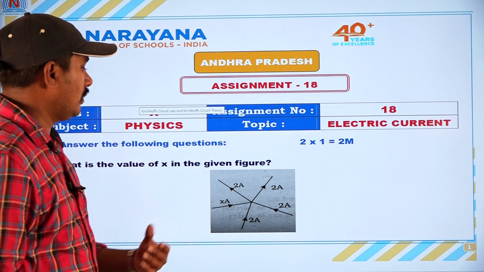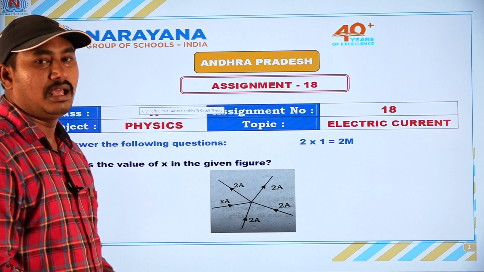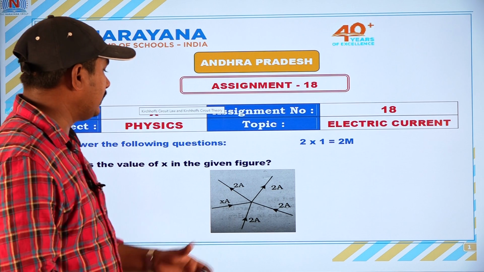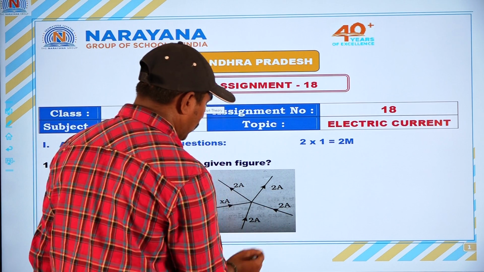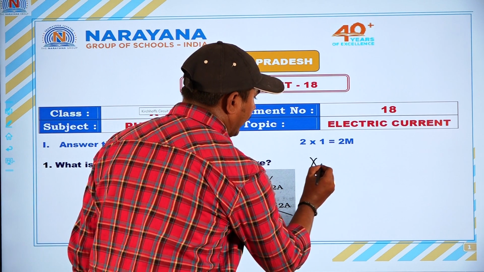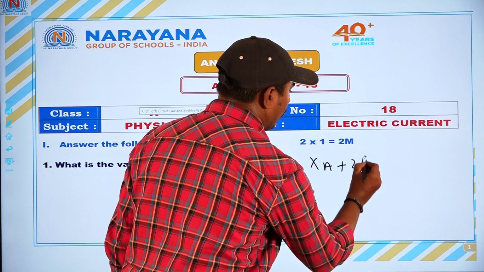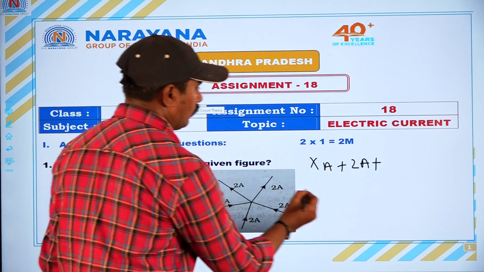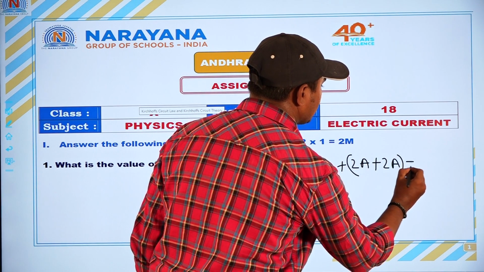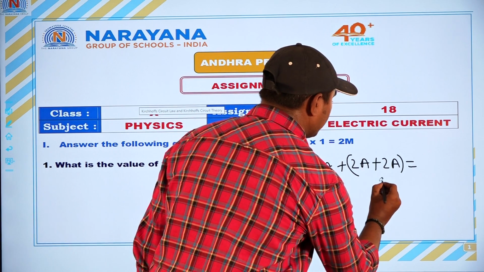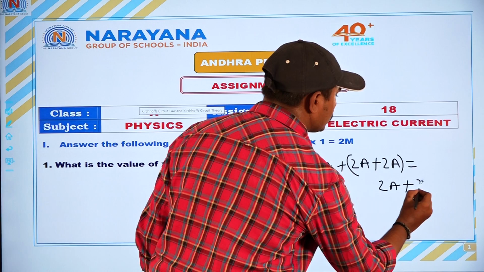In this junction, the sum of the current entering the junction must be equal to the current leaving the junction. So first of all, you should take the incoming currents here. So the incoming currents here are x, plus 2 amperes, and one more 2 amperes. This is the incoming current. It must be equal to the leaving current, 2A plus one more leaving current, 2A.